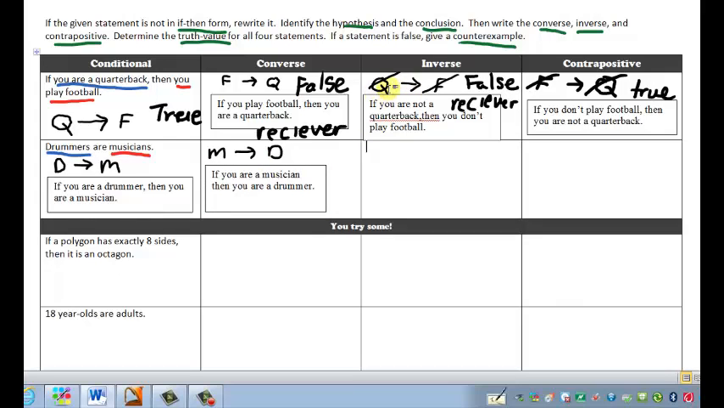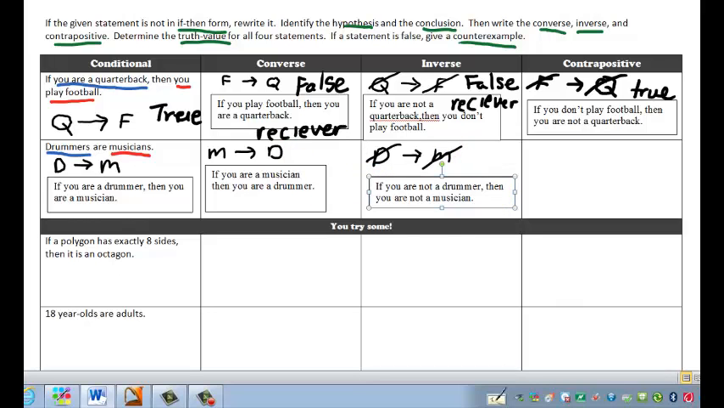Alrighty, for inverse. Inverse, go back to your original and negate. Negate both parts of that. What's the opposite of if you are a drummer? Of course, that's if you are not a drummer. So we're going to make this say if you are not a drummer, then that implies that you are not a musician. If you're not a drummer, then you're not a musician.